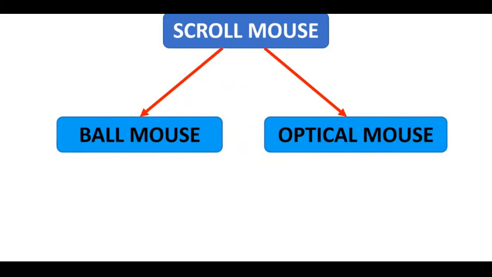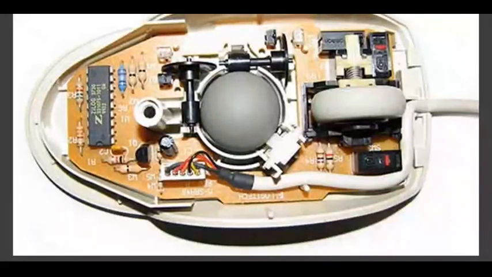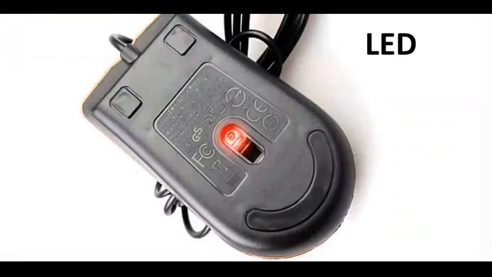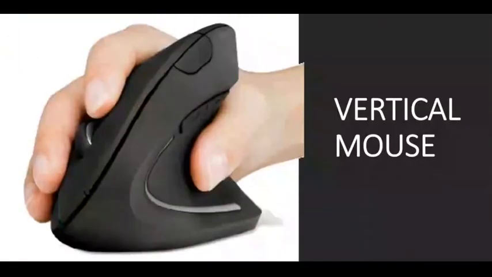There are two types of scroll mouse, the ball mouse and the optical mouse. The ball mouse has a ball beneath it. It helps to move the cursor on the screen. The optical mouse uses a light source instead of a ball to move the mouse pointer. This light source could either be LED or laser, and it comes in many forms and shapes.